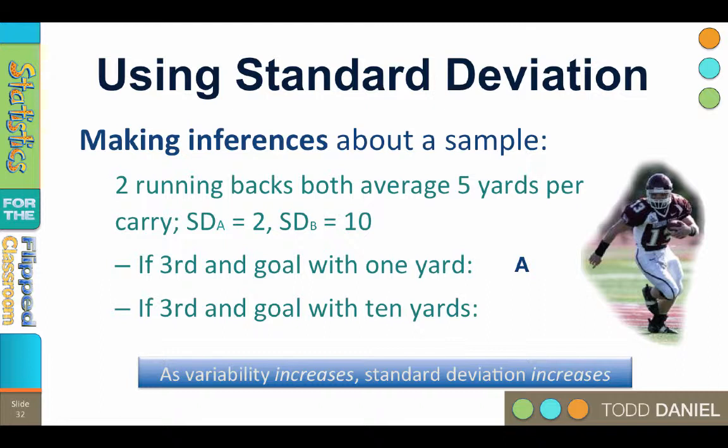But what about a situation of 3rd and goal with 10 yards to go? You should go with running back B. Yes, he may lose yardage, but he is much more likely to get the 10 yards that you need. So let's quickly review. The sum of squares, variance, and standard deviation all represent the same thing, the variability in the data. First, you compute the sum of squares. Then you divide it by n to get the variance. And then you take the square root of the variance to get the standard deviation.